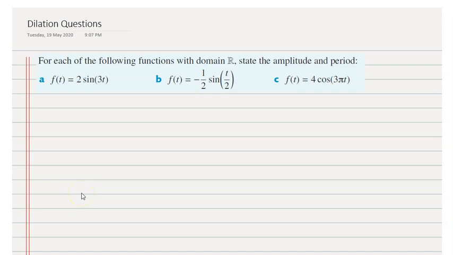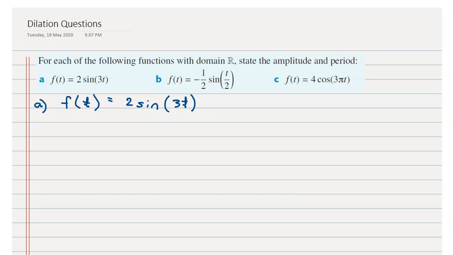Welcome to this video on the dilation of some trig functions. In this video we're going to have a look at how we can determine the amplitude and the period of functions involving trig functions. So consider in part A, we've got f of t, a function of t, defined as 2 sine 3t.